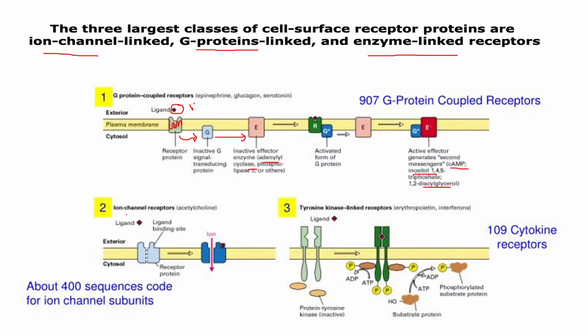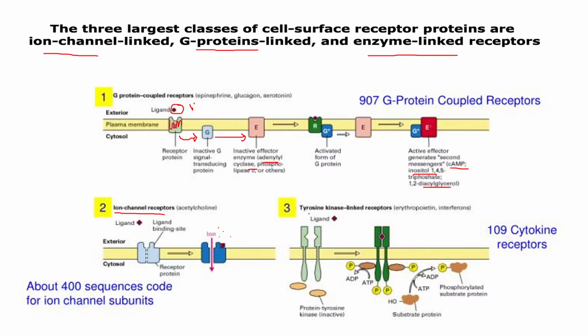Now you have the ion channel receptor. Ion channel receptor means it is the simplest receptor, okay, where the ligand will go and bind to the receptor. This is the ligand binding site in the receptor. Once this ligand binds to the receptor, the ion channel will open, and the ions will go from outside to inside because of the concentration gradient, okay. So this is the ion channel receptor.